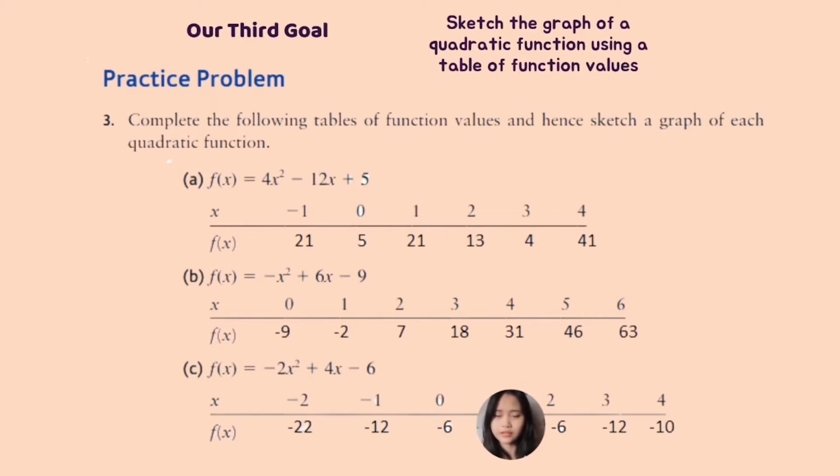And x is −2, −1, 0, 1, 2, 3, 4. f(x) is −22, −12, −6, −4, −6, −12, and −10.